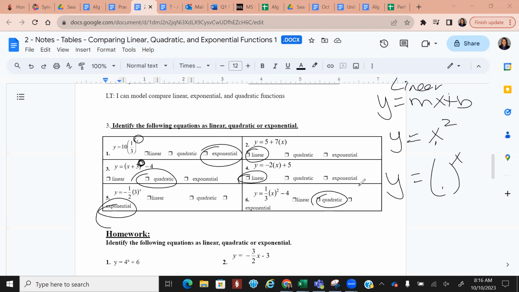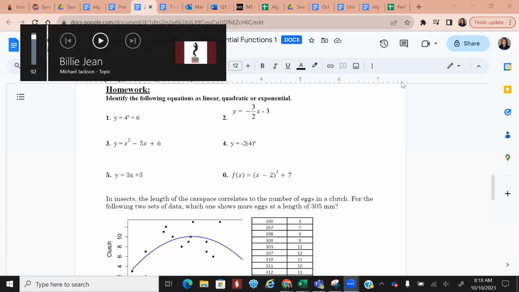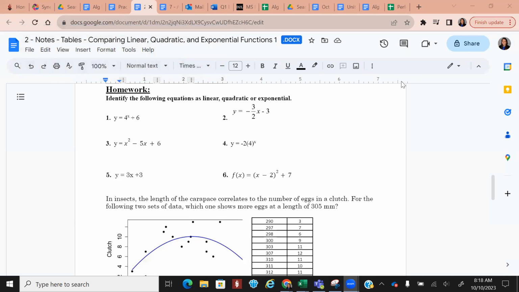Okay. All right. Go ahead and take a moment. Try to answer the next couple. Okay. On number 1, is it exponential, quadratic, or linear? Sebastian. Is it exponential, quadratic, or linear? Yeah. Why is it exponential? Oh, okay, cool.